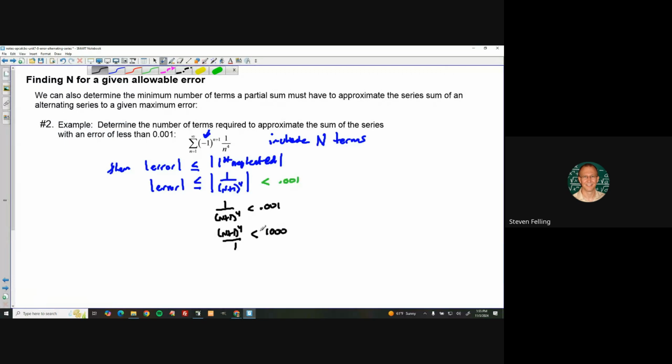And so I could take the 4th root of both sides, and you would get n plus 1 is less than the 4th root of 1,000. And then that means that n would be less than the 4th root of 1,000 minus 1. Now at this stage, we can go ahead and plug that in a calculator. So let's do that.